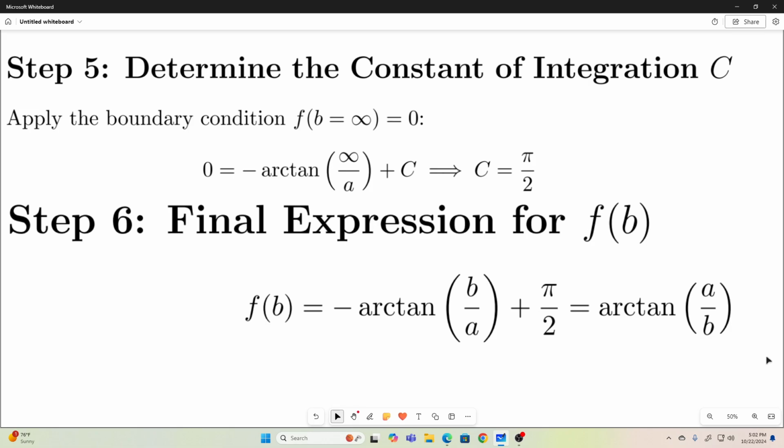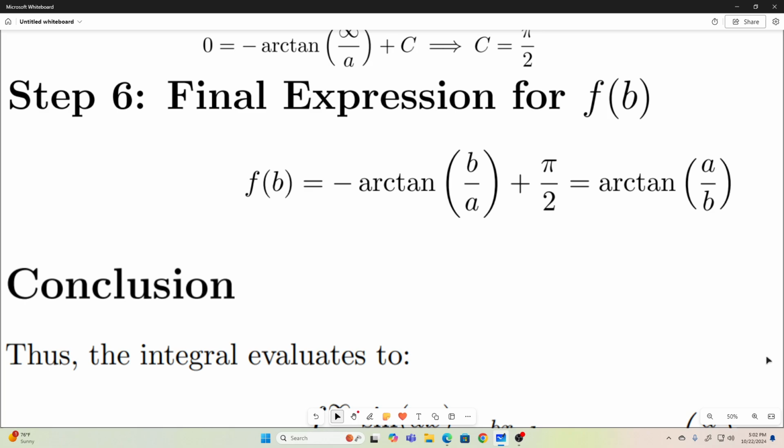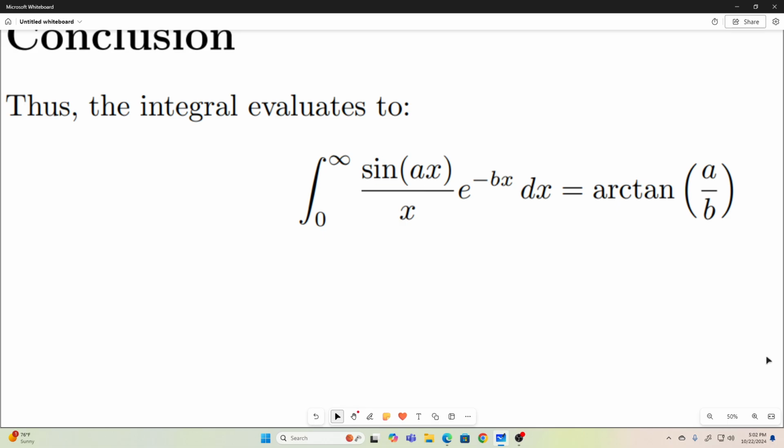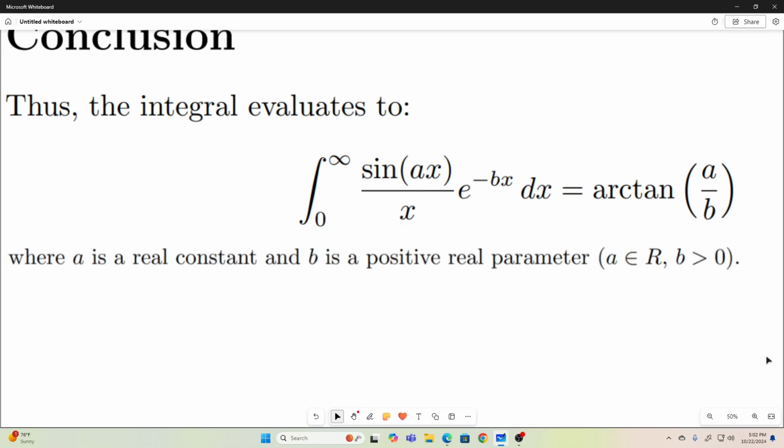All right, so we have it. That's it. This integral right here evaluates to arctangent of a over b as long as a is a real constant and b is a positive real parameter.